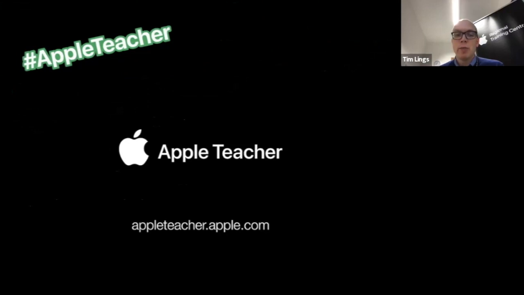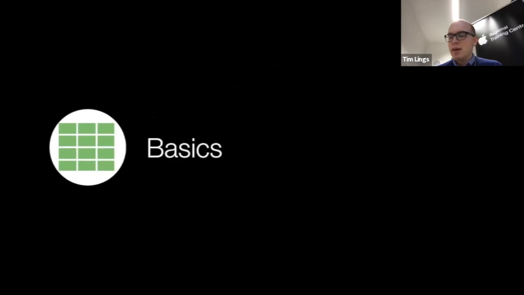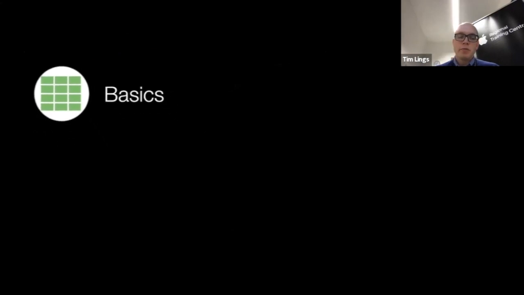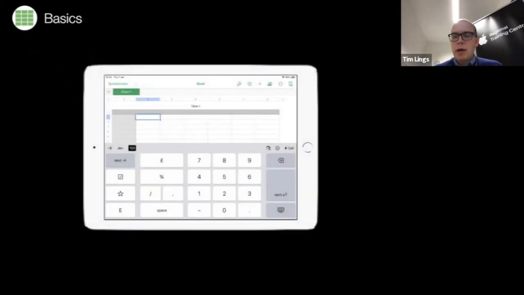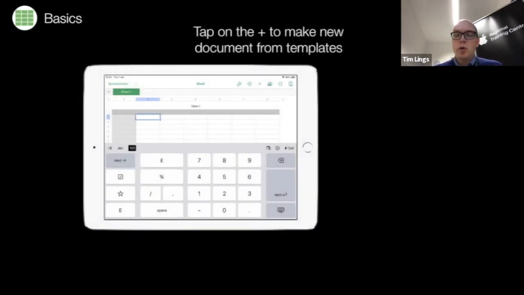So you visit appleteacher.apple.com. You have to sign in with an Apple ID. And if your school has managed Apple IDs, I believe you can now do that with that. So that's nice. So today, looking at Numbers, let's just have a quick think about the basics. When you first open the Numbers app, it will ask you where you want to save your documents. So choose from iCloud or on your iPad, etc. And then you tap the big plus to make a new document, and a whole load of templates pop up, and you can just choose a blank one, or there's a few really fun ones that are pre-built.